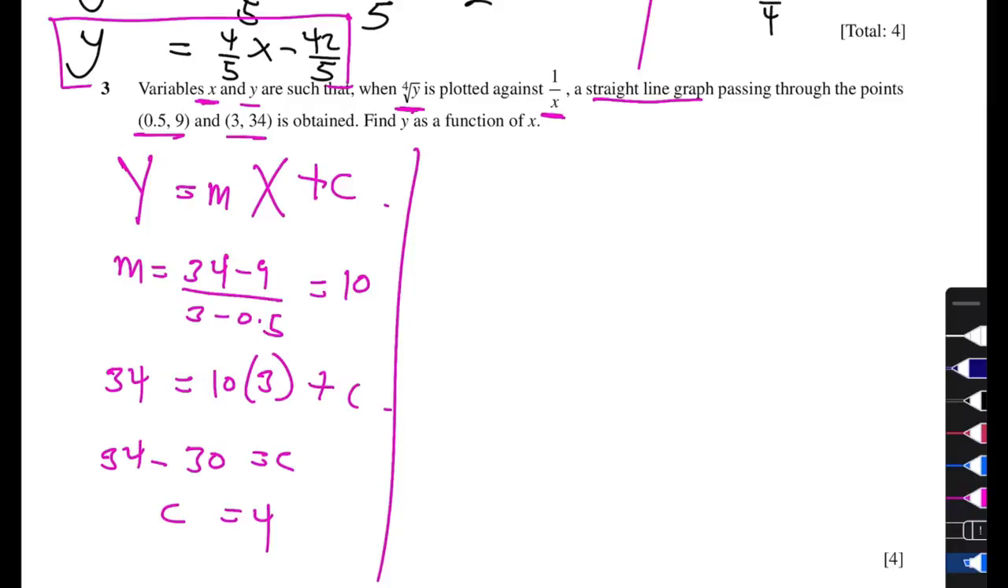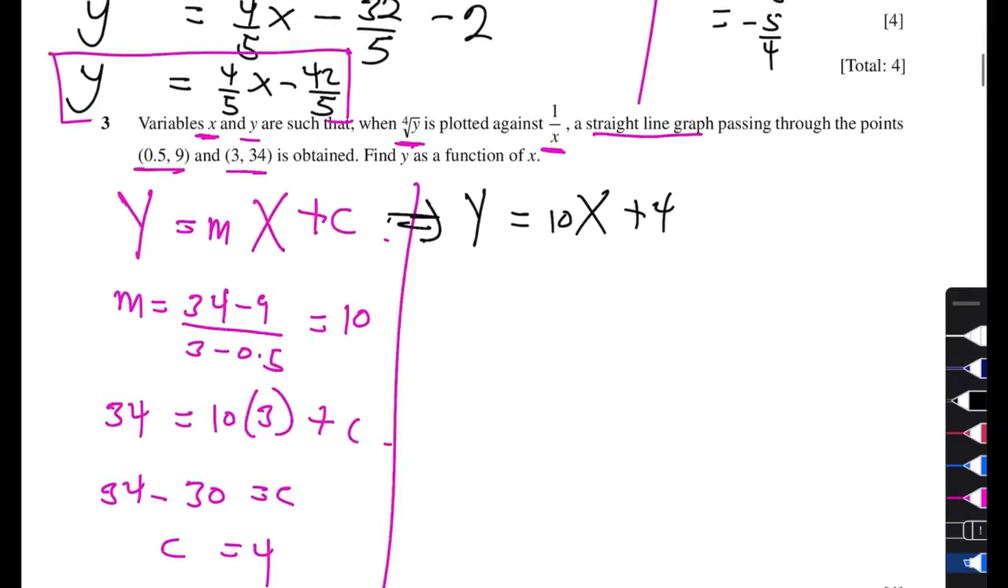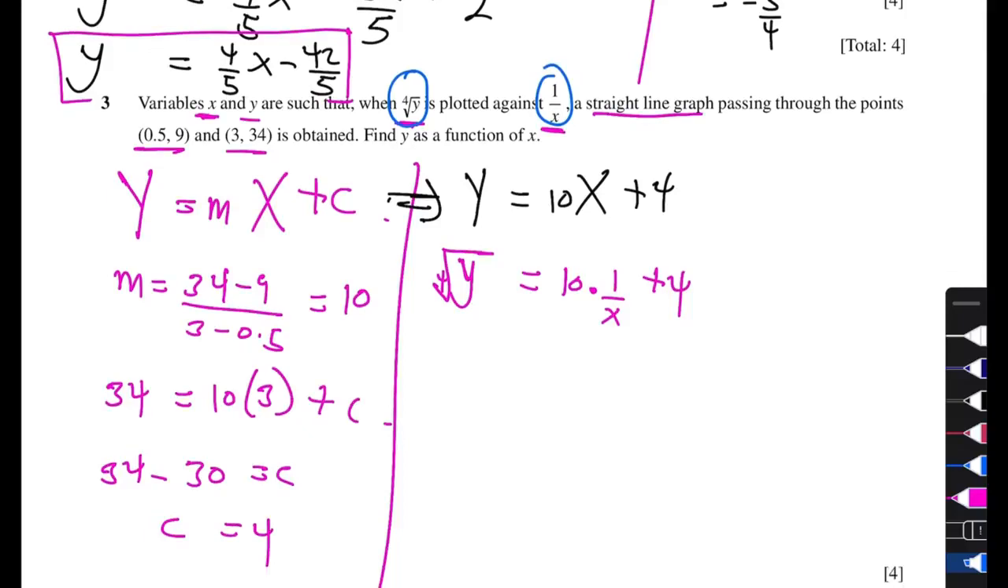That means that this equation changes to become big Y is equal to 10 big X plus 4. Great. The next thing we want to do is, what did they plot? According to the question, they plotted this against that. So your big Y has a definition, and its definition is the fourth root of y. And our big X has a definition, that definition is 1 over small x, plus 4.